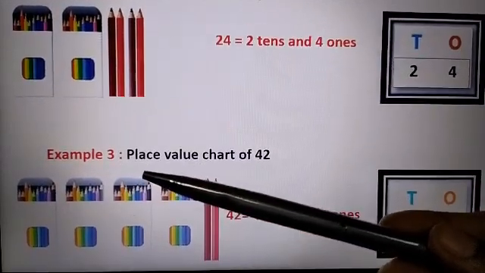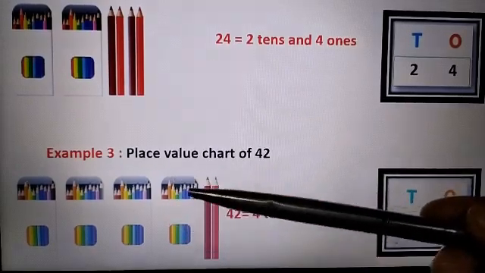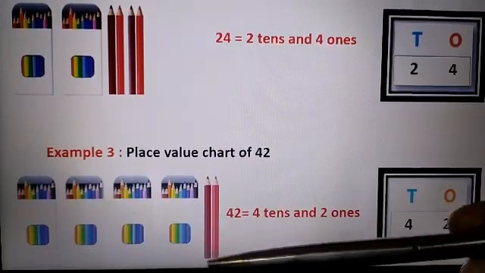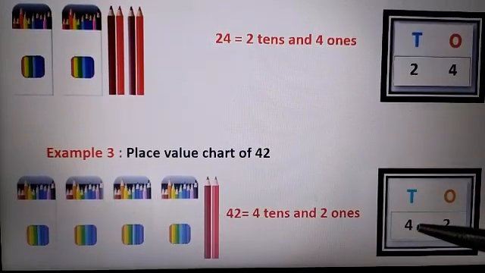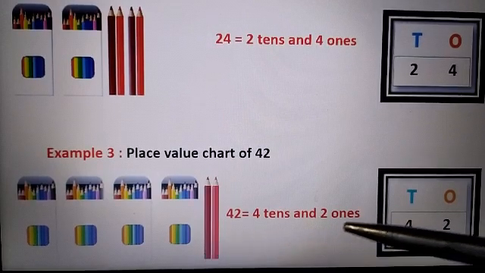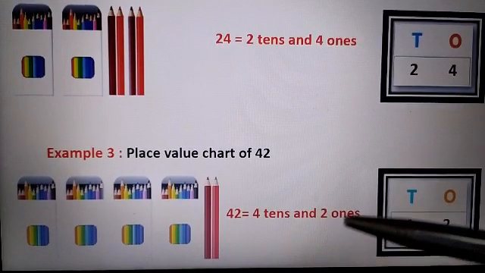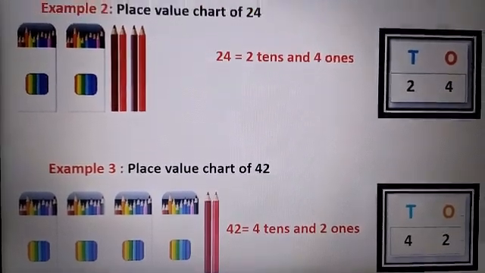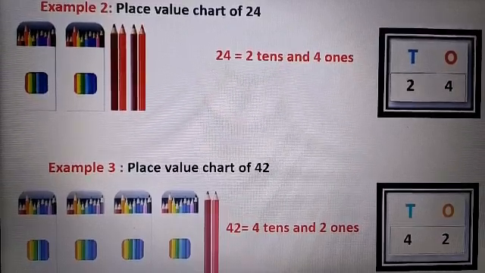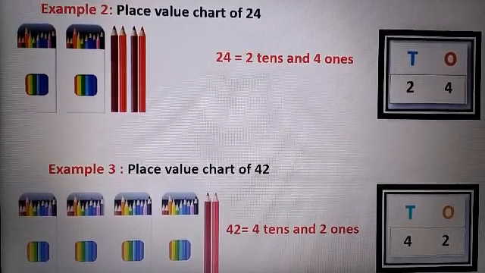Let us see one more example. Place value chart of 42. Now see, each bunch has 10 colors. So 1, 2, 3, 4. 4 sets of crayons. That is how many tens? 4 tens. Okay, 4 tens. How many ones are there? 1, 2. 2 ones. So 4 tens and 2 ones makes 42. So this was the place value chart. That is, 2-digit numbers can be placed in the ones column and tens column.